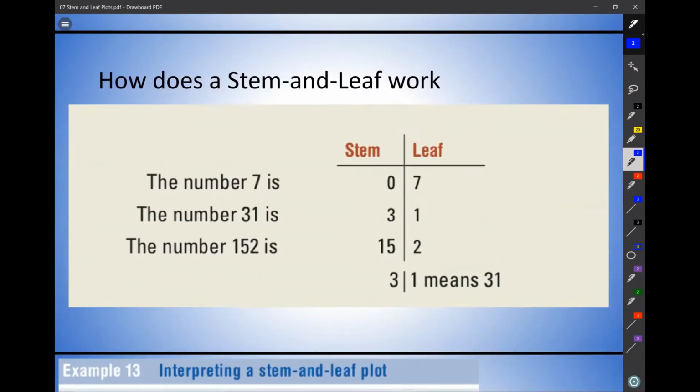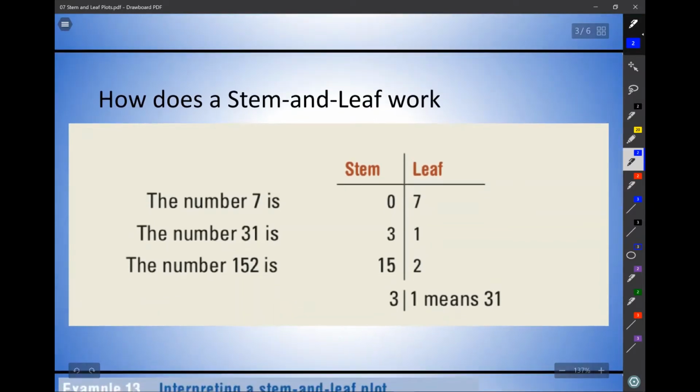Okay, so coming back to stem and leaf plots. How does a stem and leaf work? Down the stem, there is the first digits of the number, and the leaf is a list of all the remaining digits of the number. So for instance, in this stem and leaf, 07 is the number 7. In this stem and leaf, having a 3 in the stem and a 1 in the leaf is 31.